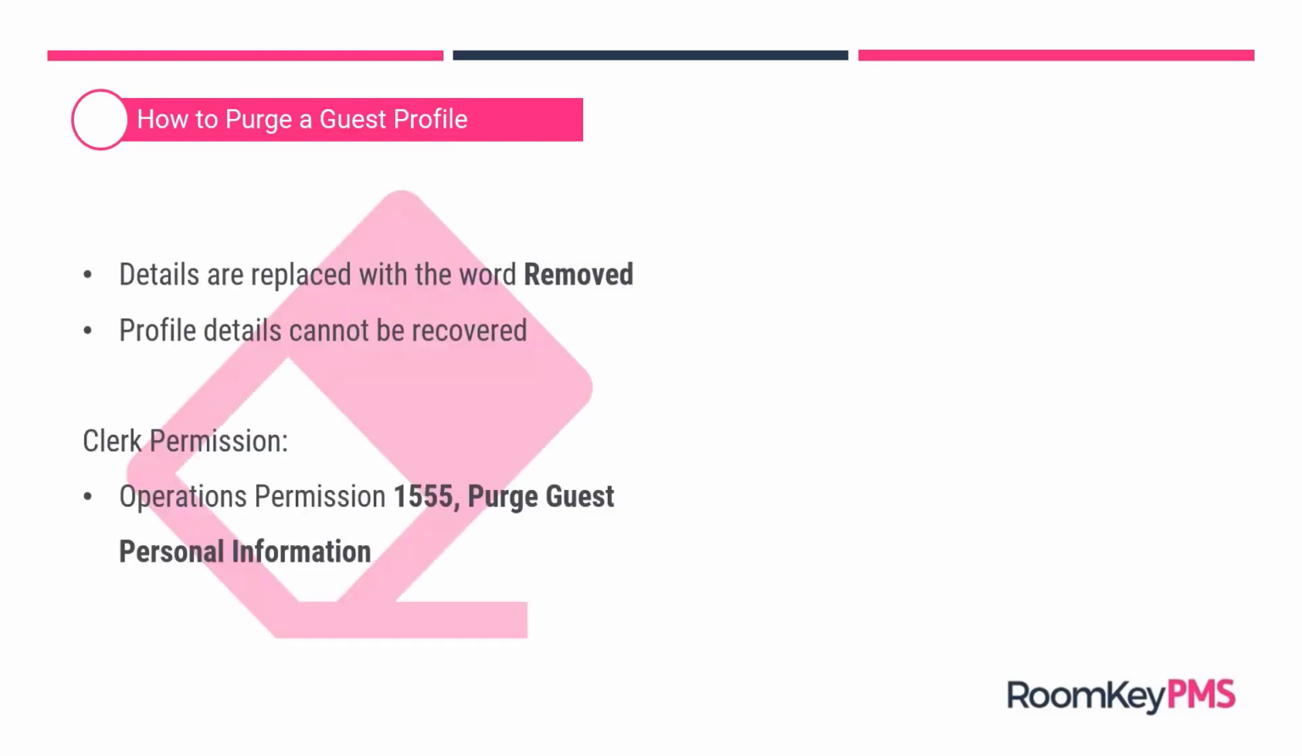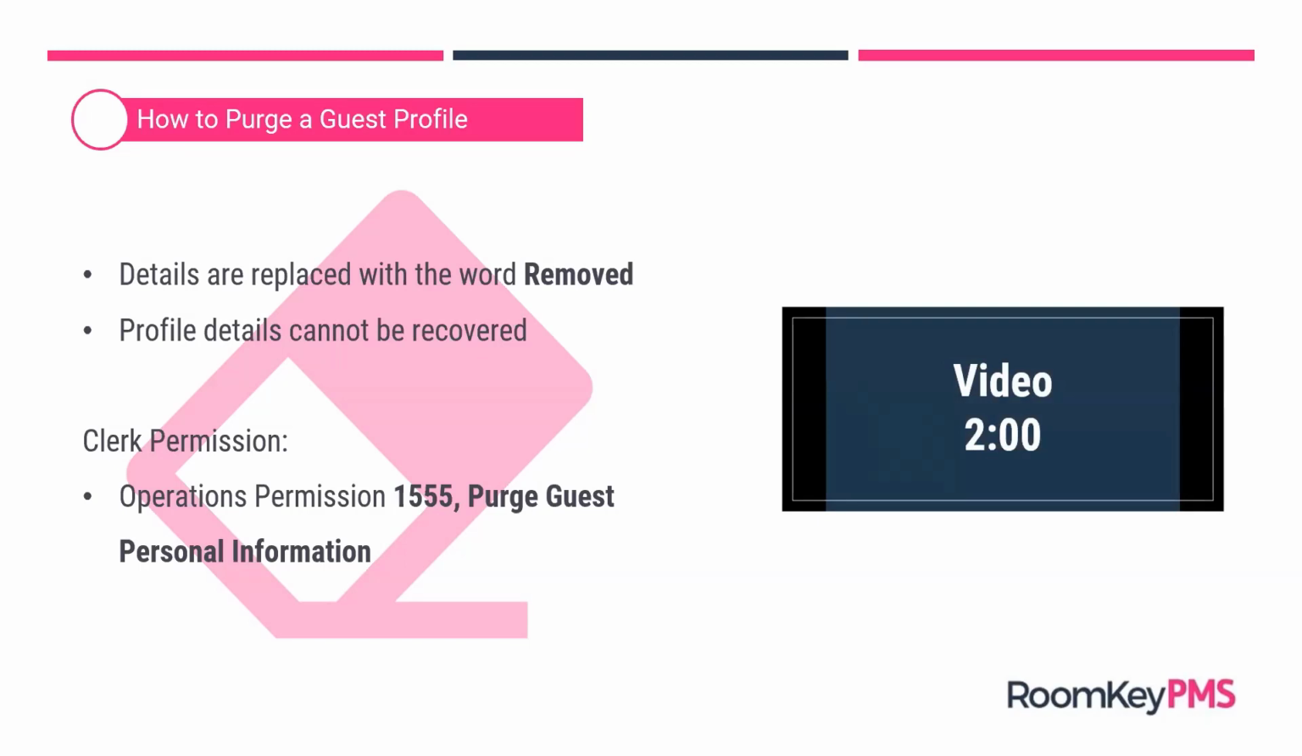So as I mentioned, select details in the guest profile will be removed. It's actually replaced with the word removed inside the database. So it actually masks or overrides those select detail fields. And after a profile has been purged, those details cannot be recovered. And there's that clerk permission. Not all users will have access to this functionality. You do require clerk permission 1555, purge guest personal information, in order to proceed. So here I have a short video that's going to demonstrate that purge process in RoomKey.